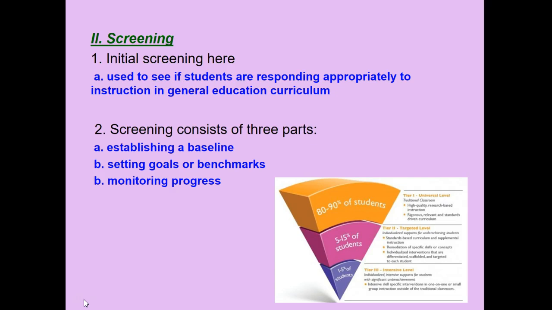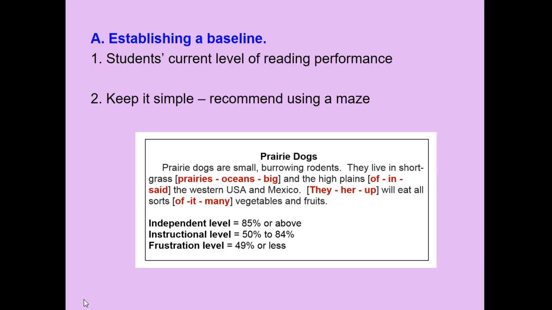This is used to see if students are responding appropriately to instruction in the general ed curriculum, all right, before they experience failure in comparison to their peers. You're screening for problems at the beginning, middle, and end of the year. So screening consists of 3 parts: establishing a baseline, setting goals or benchmarks, and monitoring progress. To establish a baseline, you want to establish students' current level of performance.